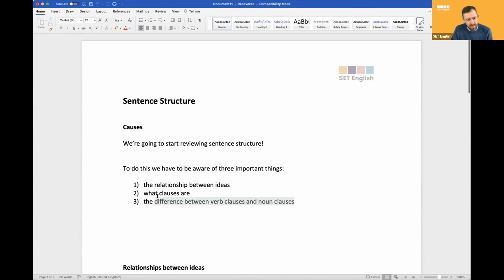What we have to be able to understand today is these 3 things: the relationship between ideas, what clauses are, and the difference between verb clauses and noun clauses. And when we look at the noun clauses, we're also going to look at the verb to be. We're going to do all of that today and hopefully introduce causes. This week we'll look at causes, results, contrast, addition, and then we'll do a review at the end of the week. Next week, we'll look at relative clauses and participle clauses.